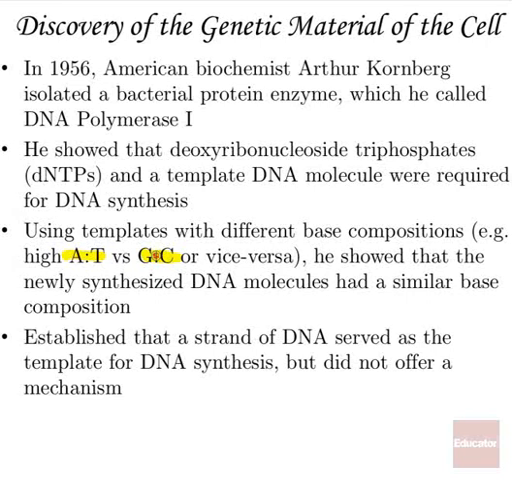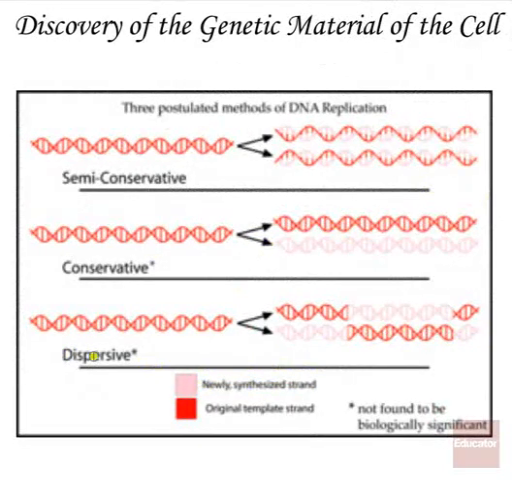And he showed, using templates with different base compositions, whether high AT or high GC ratio, that the newly synthesized DNA molecules had a similar base composition. So confirming Watson and Crick, there was complementarity between the two strands. Kornberg established that a strand of DNA served as the template for DNA synthesis, but still he couldn't really offer the mechanism by which it happened. So there were 3 mechanisms that were offered at the time. Now we had semi-conservative, in which we start with our parent strand, all red, and the 2 new daughter helices, one strand would be completely parental and one strand would be completely new.